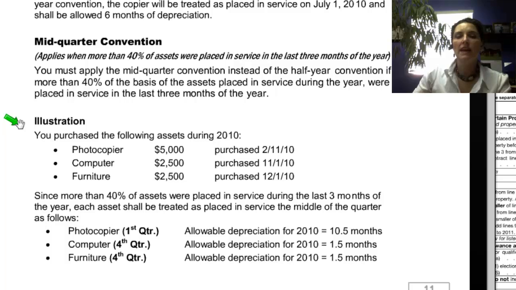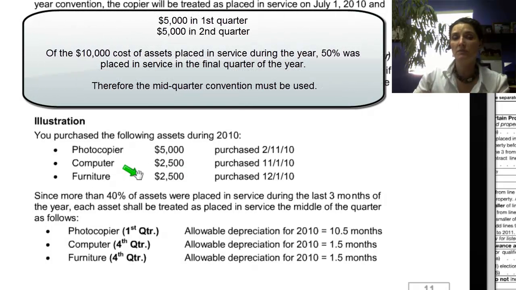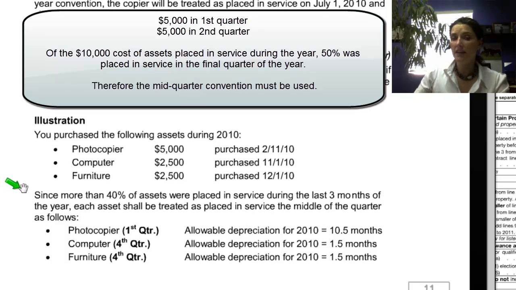You purchased the following assets during 2010: a photocopier costing $5,000, a computer costing $2,500, furniture costing $2,500. And look at the dates. The photocopier was placed in service in February, the computer was placed in service in November, and the furniture was placed in service in December. So the total cost of assets placed in service in the last 3 months of the year is $5,000. The total cost of all assets purchased during the year is $10,000. And since $5,000 is more than 40%, then we have to apply the mid-quarter convention.